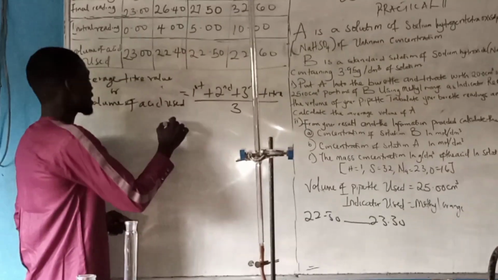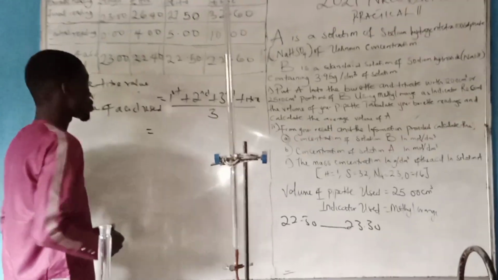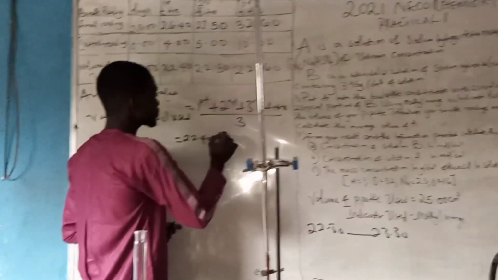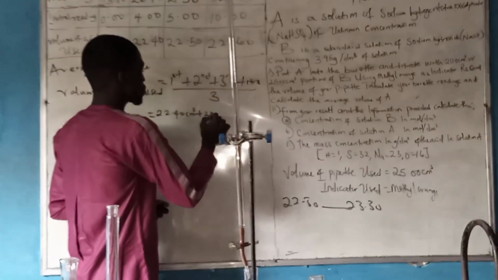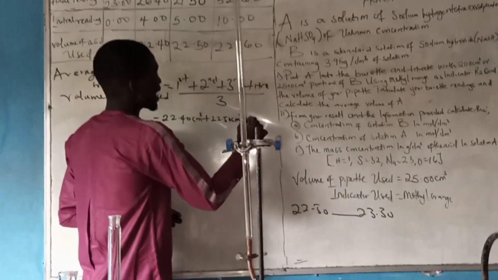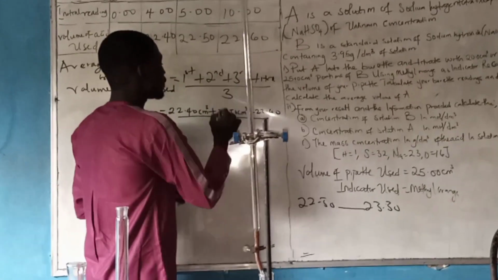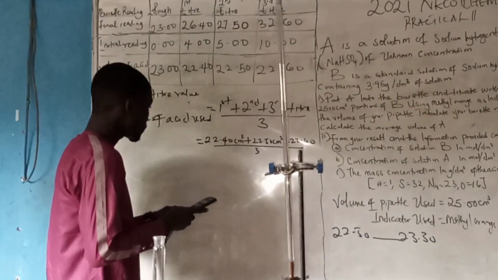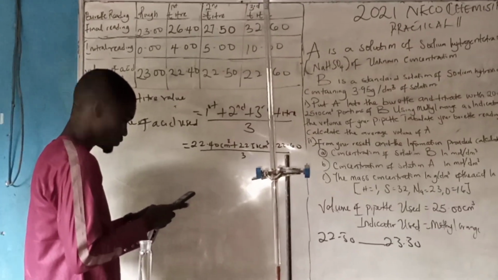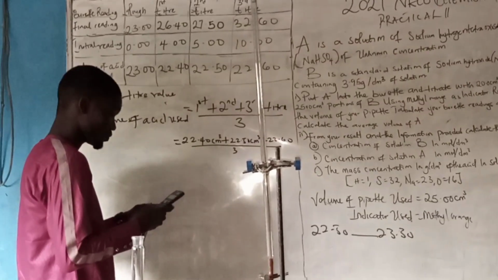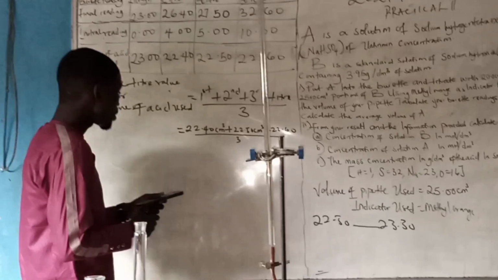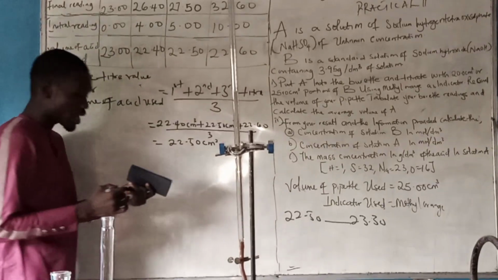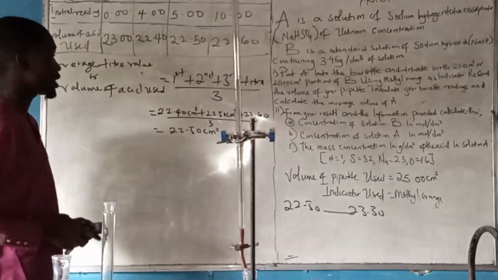So now, let's pick the titer values for the average volume of acid used. For the first one, we have 22.40 cm3 plus 22.50 cm3 plus 22.60 cm3 divided by 3. With that, we have 22.50 cm3. So having calculated your average titer value, we can now move to the question.